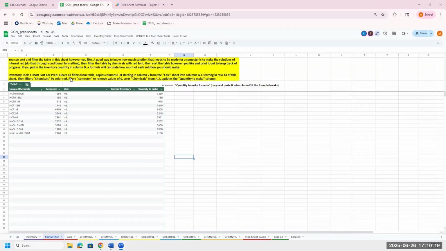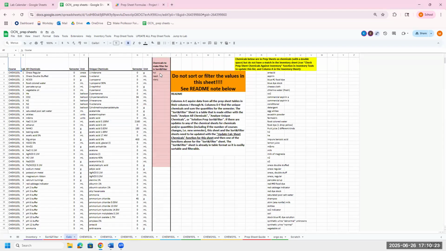If we were to run sort and filter before, this is what the output would look like if we had HCl, NaOH, and nitric in the chemicals to make a filter for in sort and filter. You can rename that whatever you want, it doesn't matter. Anyways, if these are the chemicals of interest, that is what it could also be named.